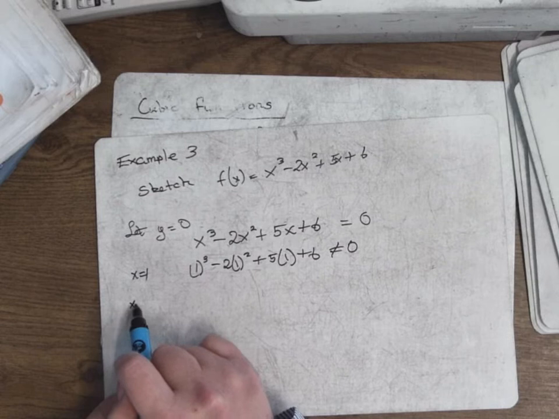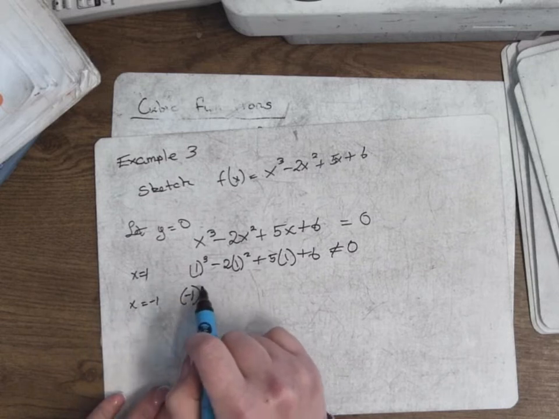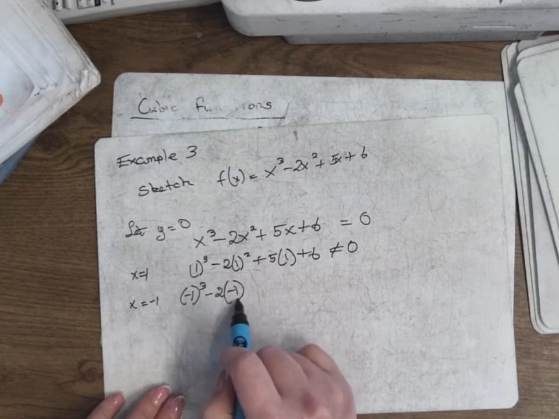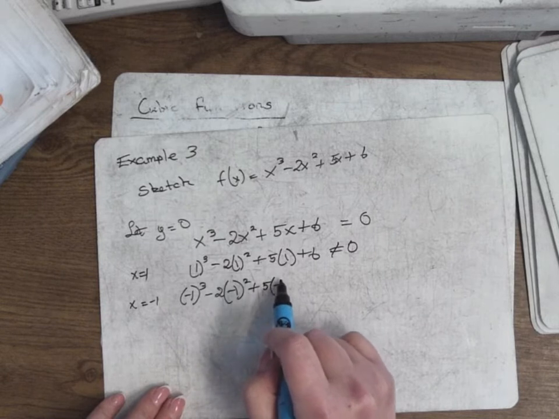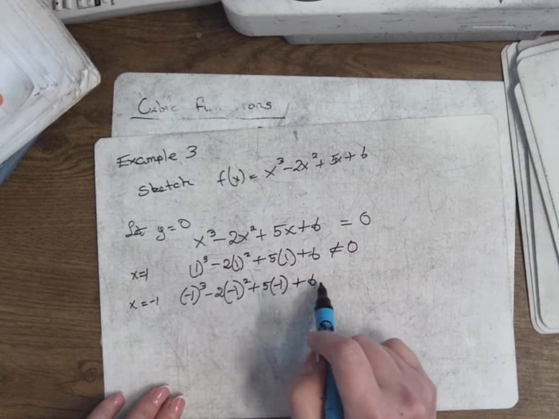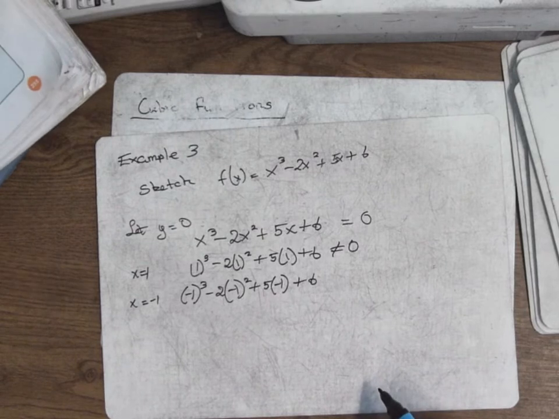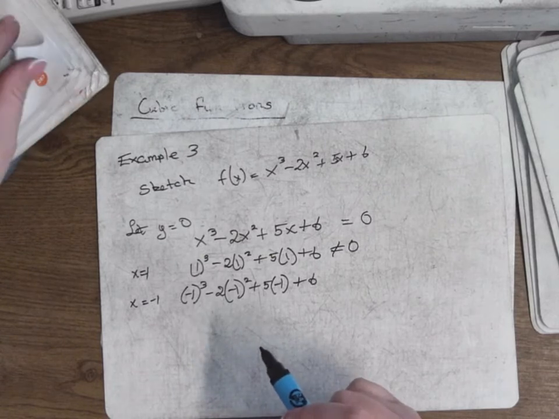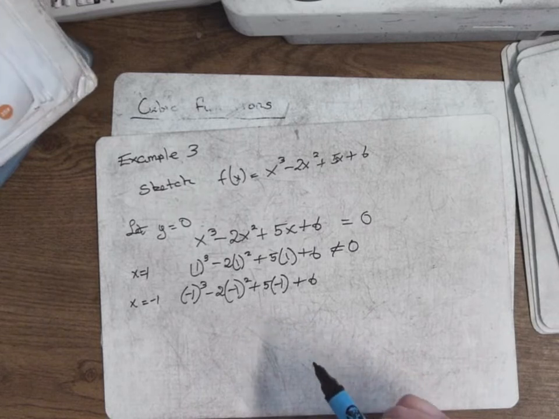So then you check out x is equal to minus 1. So that's minus 1 cubed minus 2 times minus 1 squared plus 5 times minus 1 plus 6, and you see, does that equal 0? That's minus 1, minus 2 is minus 3, minus 3 minus 5 plus 6. Oh, I've probably written this down wrong now because this isn't working out either. Where did I find this?